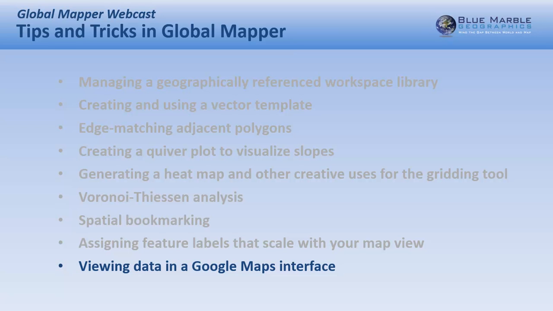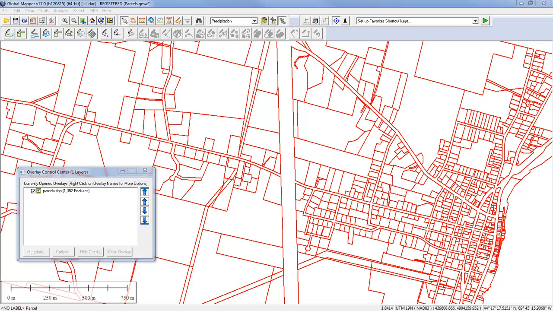If for instance, somebody sends you some data and you want to see where that is in the real world, there's a great little tool that's available in Global Mapper to quickly visualize that in a Google Earth framework. Also, Katrina's going to show the process of exporting data and being able to display that within a Google Maps interface. So we've got a layer here of parcel boundaries, another town in Maine going on the theme here.